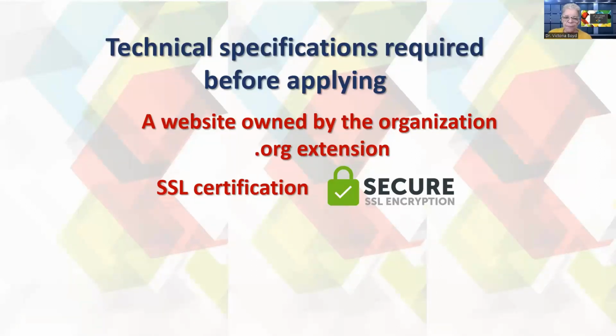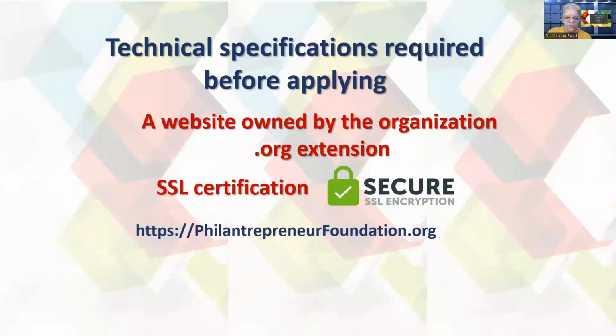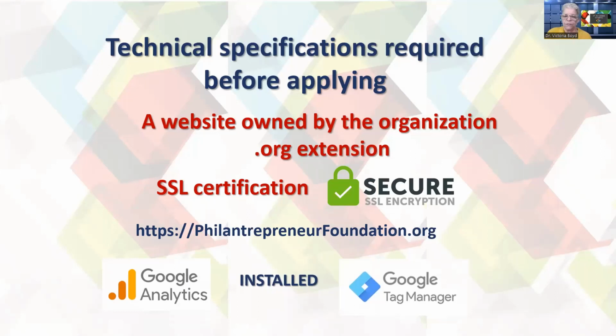That means when they type in your organization URL, it's typed in as HTTPS:// just like this, HTTPS:// and then philanthropreneurfoundation.org. That's what your URL should look like. And you need to have Google Analytics installed and Google Tag Manager installed on your website.